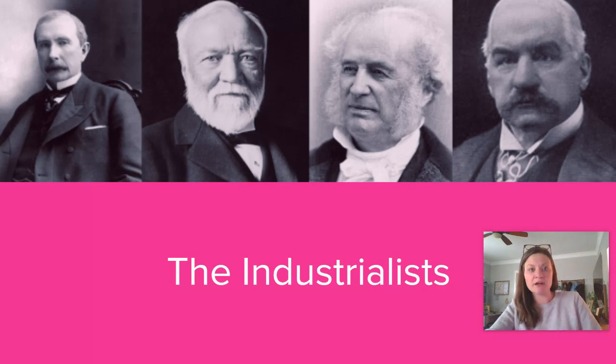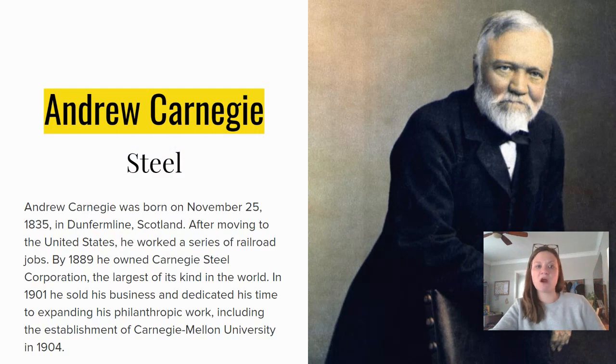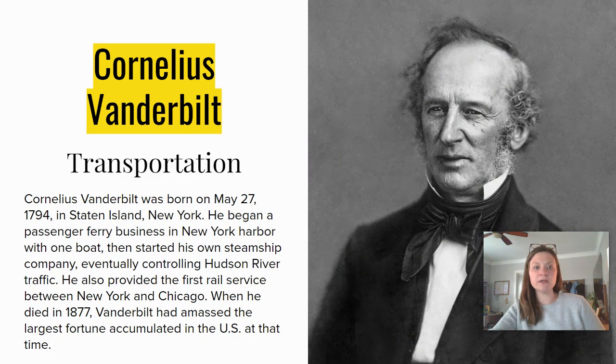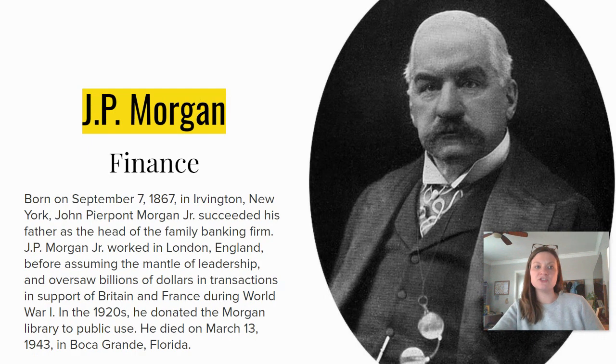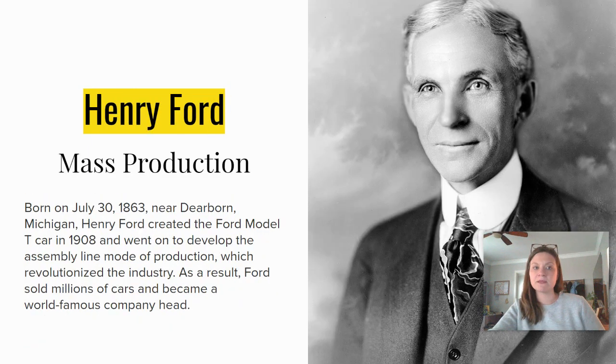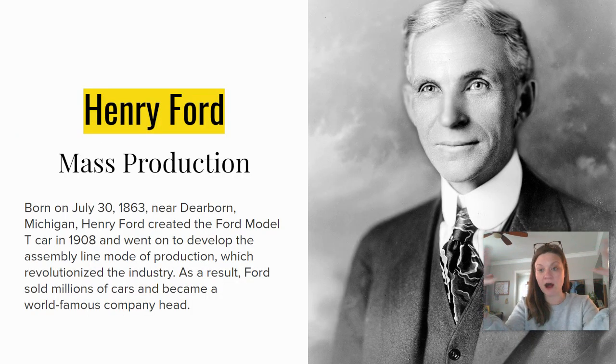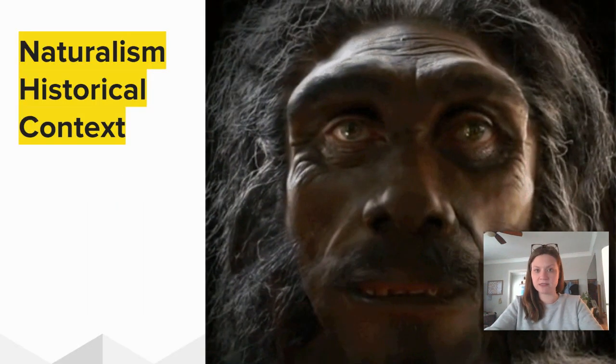So first of all, we have our industrialists. These names should sound familiar to you. Andrew Carnegie, who was in charge of steel, Rockefeller in charge of oil, Vanderbilt in charge of transportation, JP Morgan was our finance guy, and Henry Ford was mass production. So these guys are the fathers of industry during the Gilded Age and the turn of the century. They're the ones who are pretty much changing what America looks like, and become the inspiration for a lot of the literature being written.